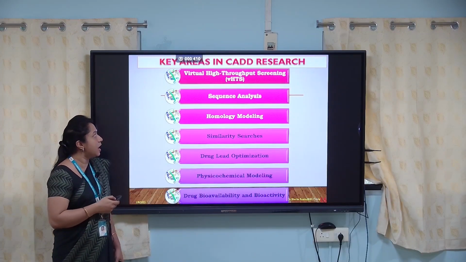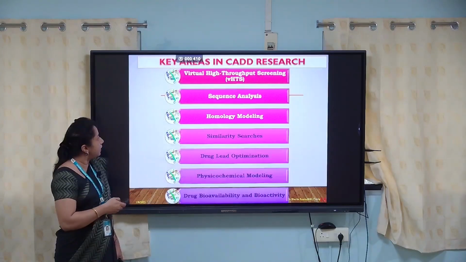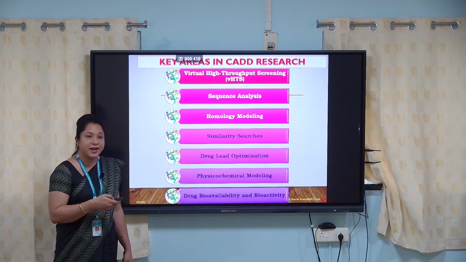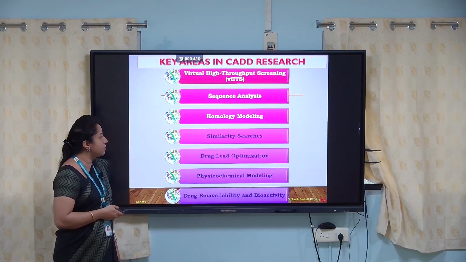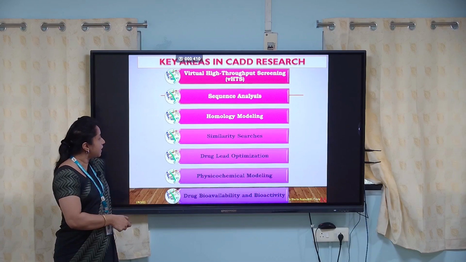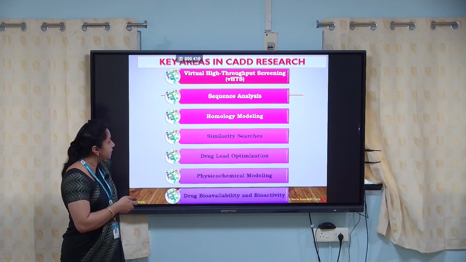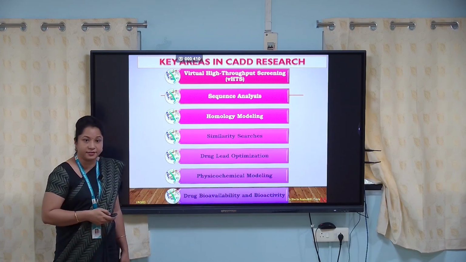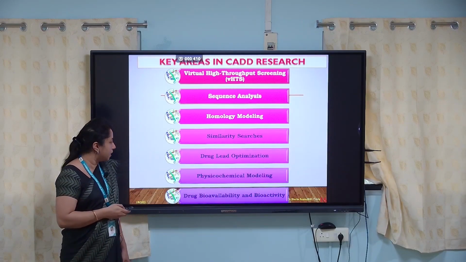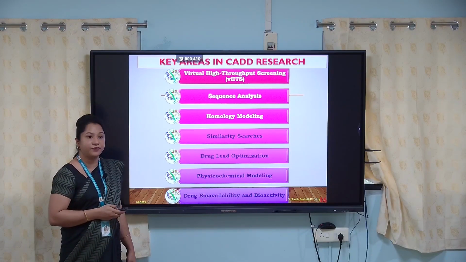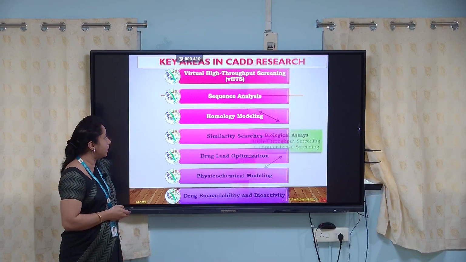One is virtual high throughput screening and the sequence analysis. So if there is no structure available for the particular target protein, we'll go for homology modeling, and again it's for similarity searches. We can optimize the drug based on our efficiency, and physicochemical modeling and the oral bioavailability of the drug can also be performed.